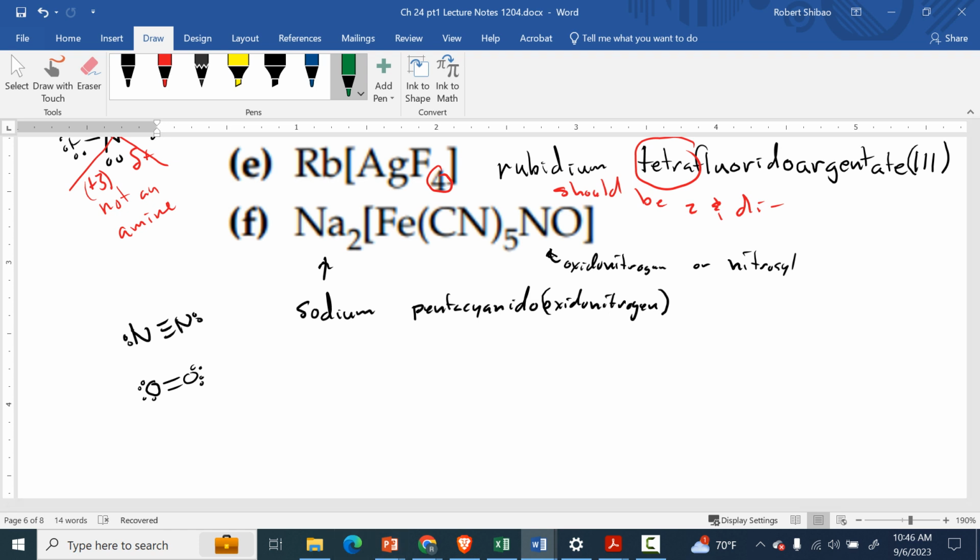Nitrogen, like this molecule, can be a donor. One of the nitrogens can donate a lone pair. So to prevent confusion there, again, we put this in parentheses. And then is it going to be iron or ferrate or ironate? It's going to be ferrate. So it's got to be a negatively charged complex. And so what is the charge on this complex? Well, we can tell by how many sodiums we have.